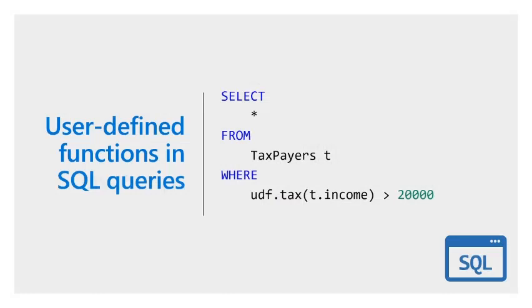User-defined functions in SQL queries. User-defined functions are available to use in SQL queries in a manner similar to built-in functions. In this example, we use the test function by fully qualifying it with the UDF namespace and passing in a numeric value. So UDF.test, t.income is greater than 20,000.